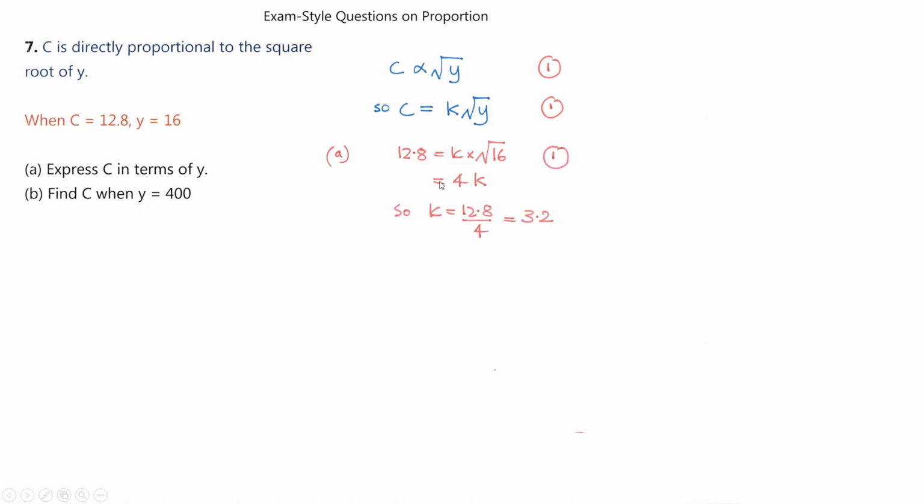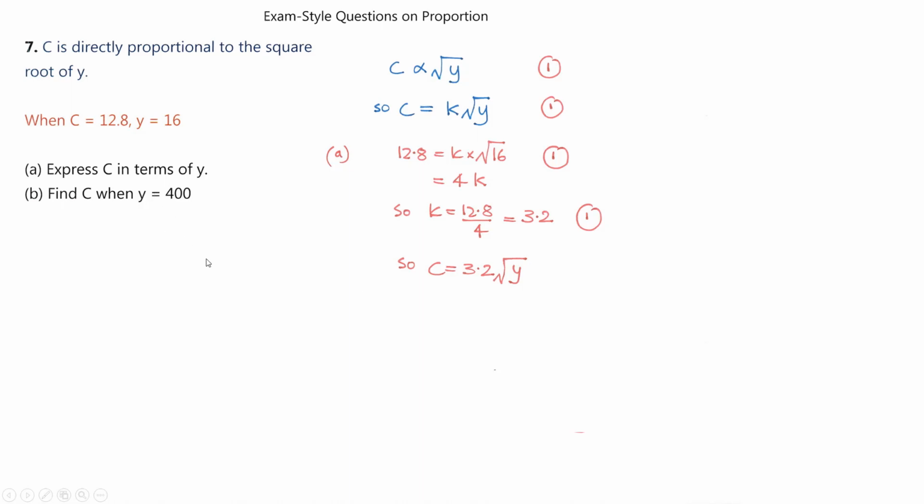We're going to work out k by dividing both sides by 4, so we get k is 12.8 divided by 4, which is 3.2. So now we've got our formula. It was C equals k times the square root of y, but we've just worked out what k is. It's 3.2. So now we can write down C is 3.2 times the square root of y. And we can now use that to work out C when we know what y is, just like all the other questions.